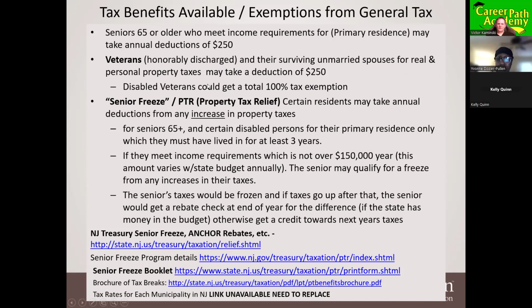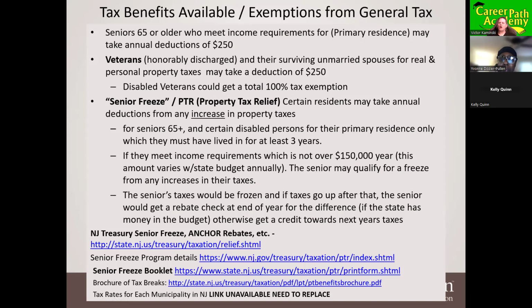Now, disabled veterans could get a total 100% tax exemption. And fully disabled non-veterans as well could qualify for tax exemptions too. Now, there's also a senior freeze program available where a senior, once they reach age 65 and older, and if their income is under a certain amount and it's their primary residence, could claim the senior freeze, which will basically freeze their taxes at whatever they are now.